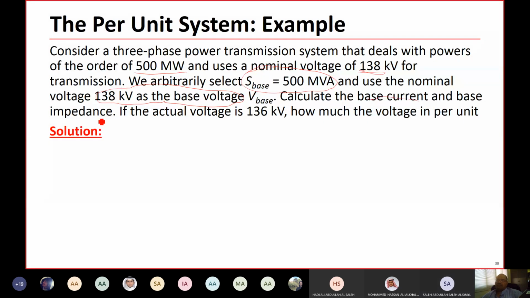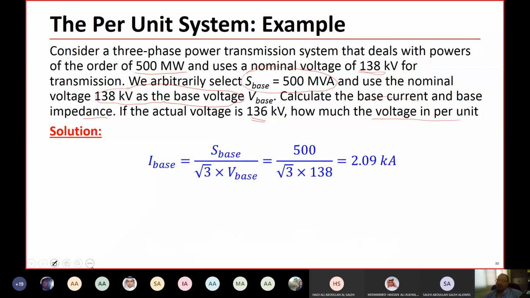Base impedance? Yes. And if the actual voltage is 136 kilovolt, this is the operating voltage, can you get the voltage in per unit? How much is the voltage in per unit? Of course, this is just an illustrative example. You just apply the quantities or formula given before. Yes, please. Do you have a question?